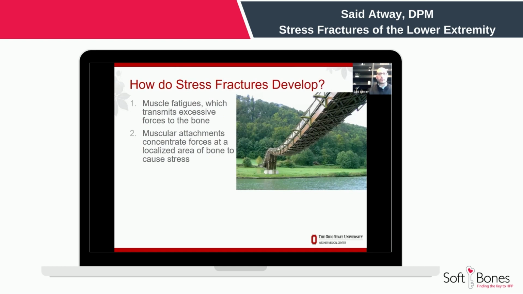So how do stress fractures develop? Muscle fatiguing, which does not allow that bone to be protected. And then the force, the physics goes through the bone as opposed to distributing that energy evenly. So muscular attachments concentrate forces, and that failure is what leads to a stress or a failure of that bone.